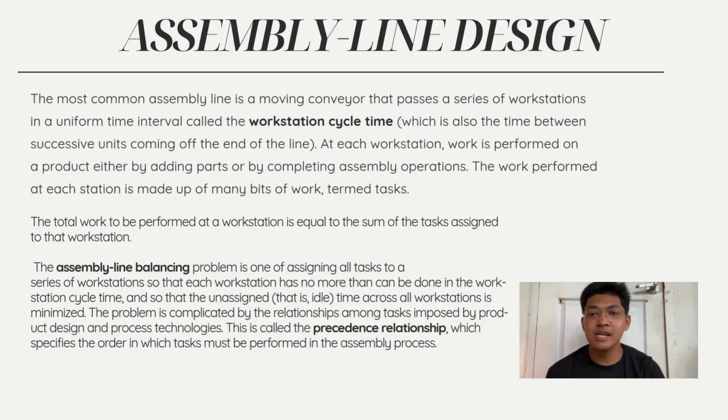The problem in assembly line is how to assign these tasks. This is called the assembly line balancing problem. The goal is to make sure no station goes beyond the cycle time and to reduce idle time across all stations. We also need to follow the precedence relationship, which means some tasks must be done before others. In short, assembly line design is about dividing work fairly, saving time, and keeping the process in order.